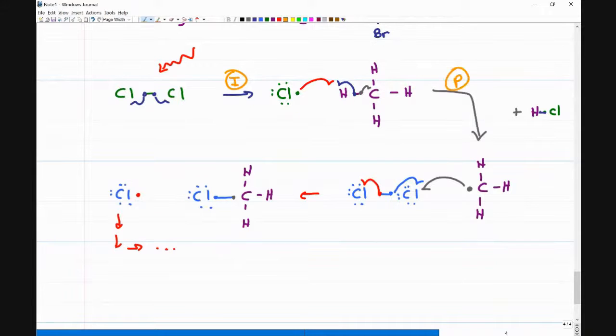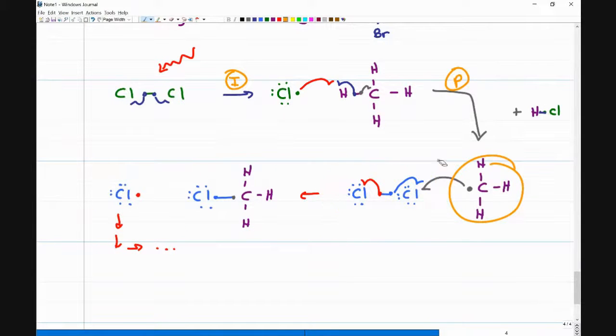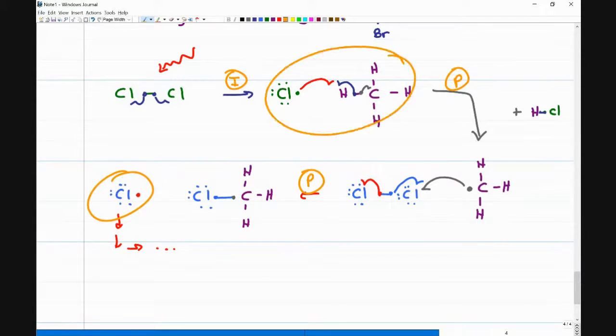This step was propagation. The next step is not going to be termination. Take a look. Radical attacking non-radical to give me radical and non-radical. That is just another propagation step. And when this chlorine is going to repeat the process here, that'll be propagation and propagation and propagation.